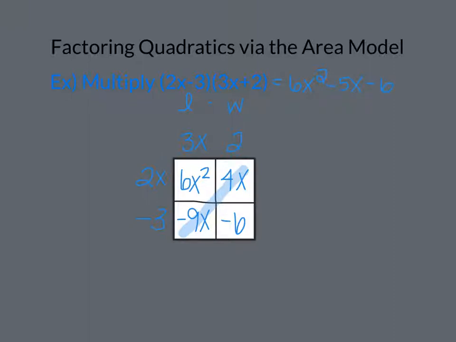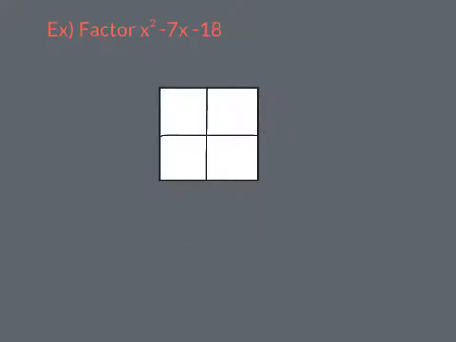So now, if we want to factor, we want to be able to go the opposite way. So we want to be able to start with this trinomial and put it into 2 sets of binomials. Basically, we want to break it into what is the length, what is the width of our rectangle. Let's go ahead and look at an example. Here we have x squared minus 7x minus 18.